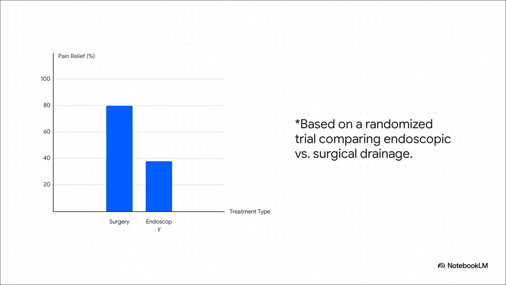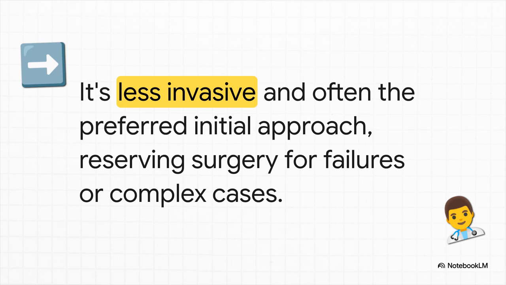The head-to-head data is, well, it's pretty striking. When you look at pain relief 5 years down the road, surgery is the clear winner. We're talking 80% of patients getting relief with surgery, compared to only 38% in the endoscopy group. Okay, so you're probably thinking, if the numbers are that lopsided, why would we ever choose endoscopy? And that's a great question. The answer is risk. It's a much, much less invasive procedure. So a lot of experts argue for an endoscopy-first strategy, keeping surgery in our back pocket for patients who don't get better or who aren't good candidates to begin with.